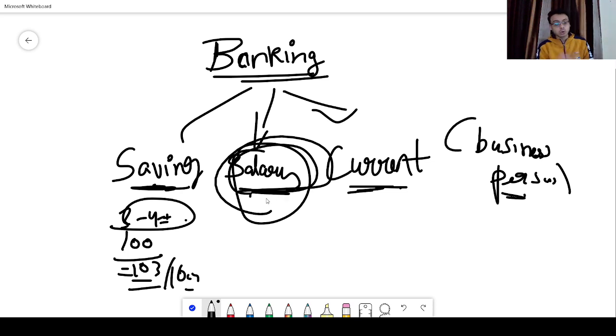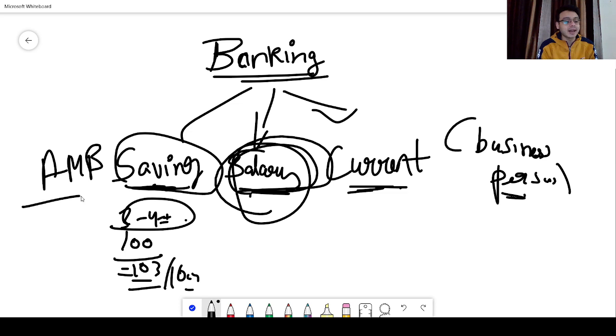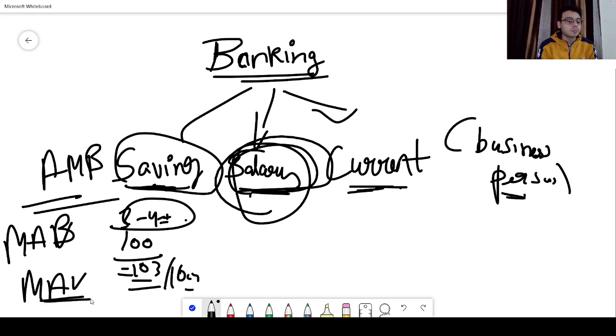The one thing you should know: अगर आप savings account में are not having an average minimum balance, we call it AMB, average minimum balance, or maximum average balance, MAB. Sometimes you also call it maximum average value. All these terms mean the same thing. It just means कि finally आपको एक कितना amount अपने saving में रखना ही रखना है.